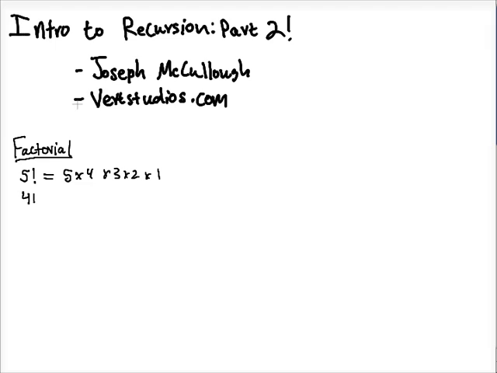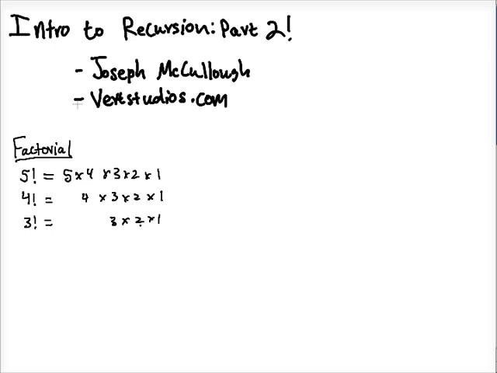4 factorial equals 4 times 3 times 2 times 1. You just take the number and you keep subtracting and multiplying as you go. 3 factorial equals 3 times 2 times 1. So these are examples of factorial.